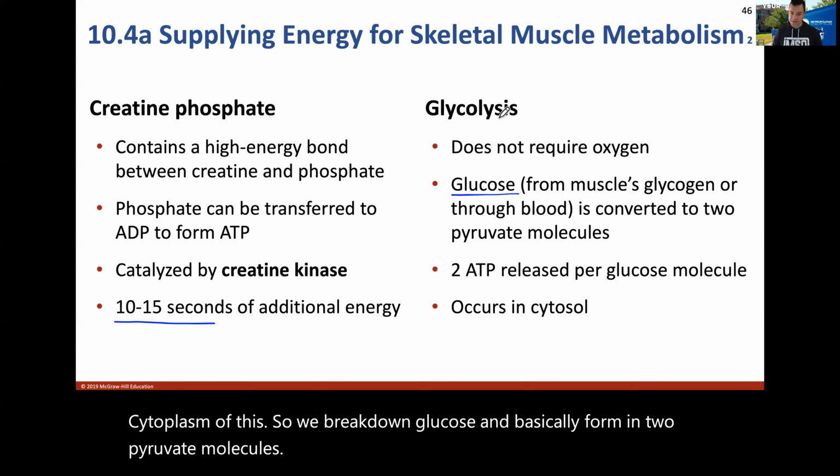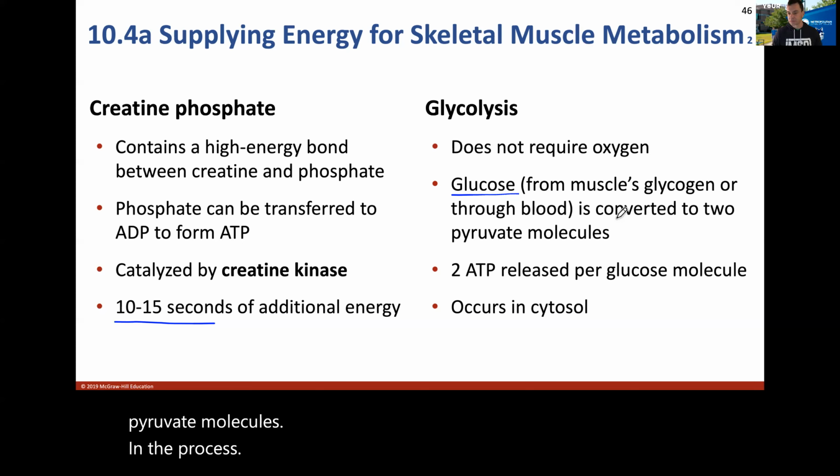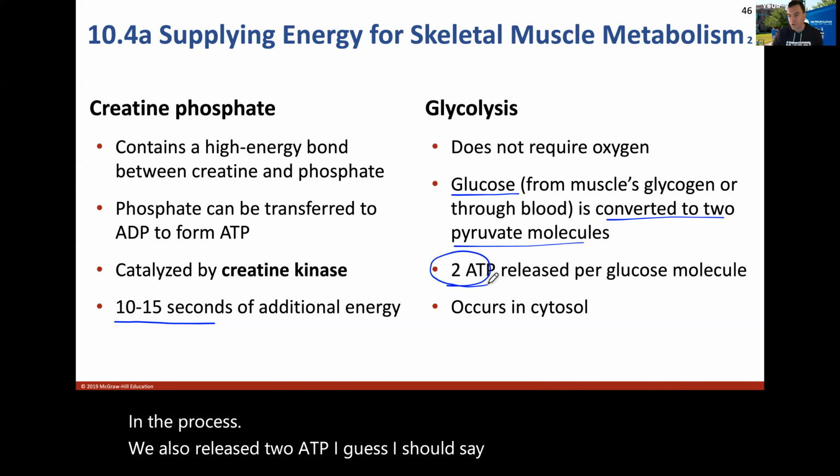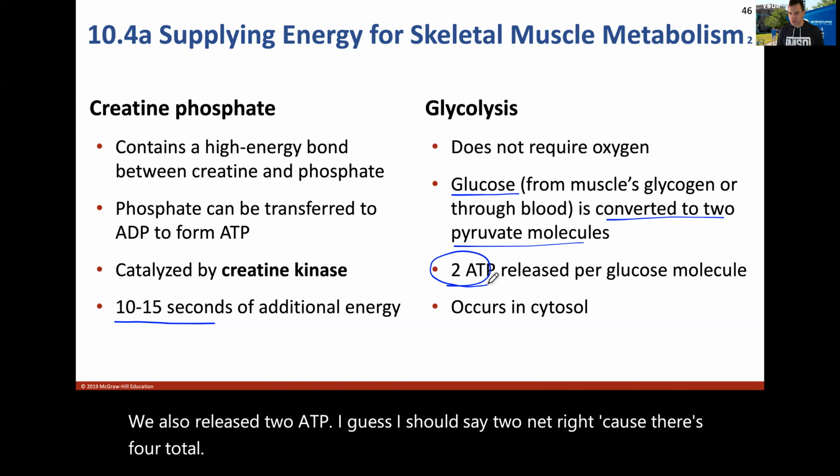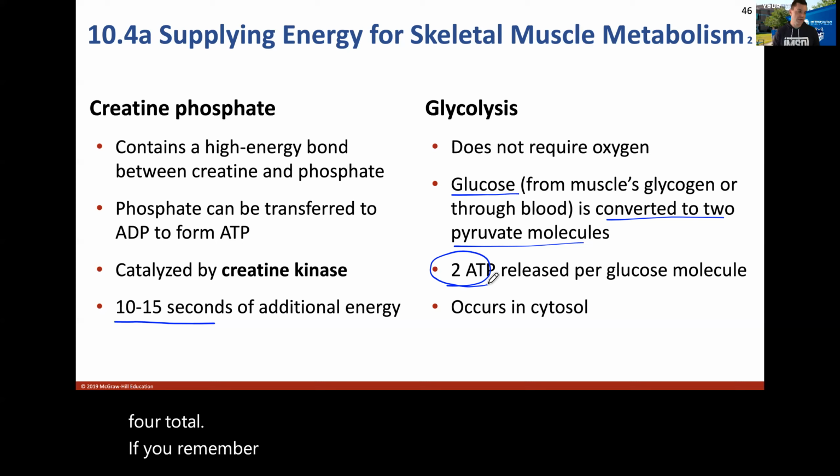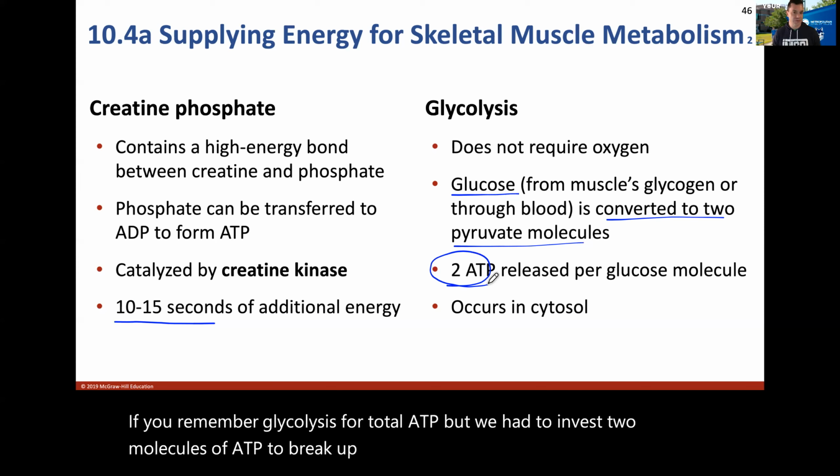In the process, we also release 2 ATP. I guess I should say 2 net, right? Because there's 4 total. If you remember glycolysis, 4 total ATP, but we had to invest 2 molecules of ATP to break up glucose in the first few steps of glycolysis.